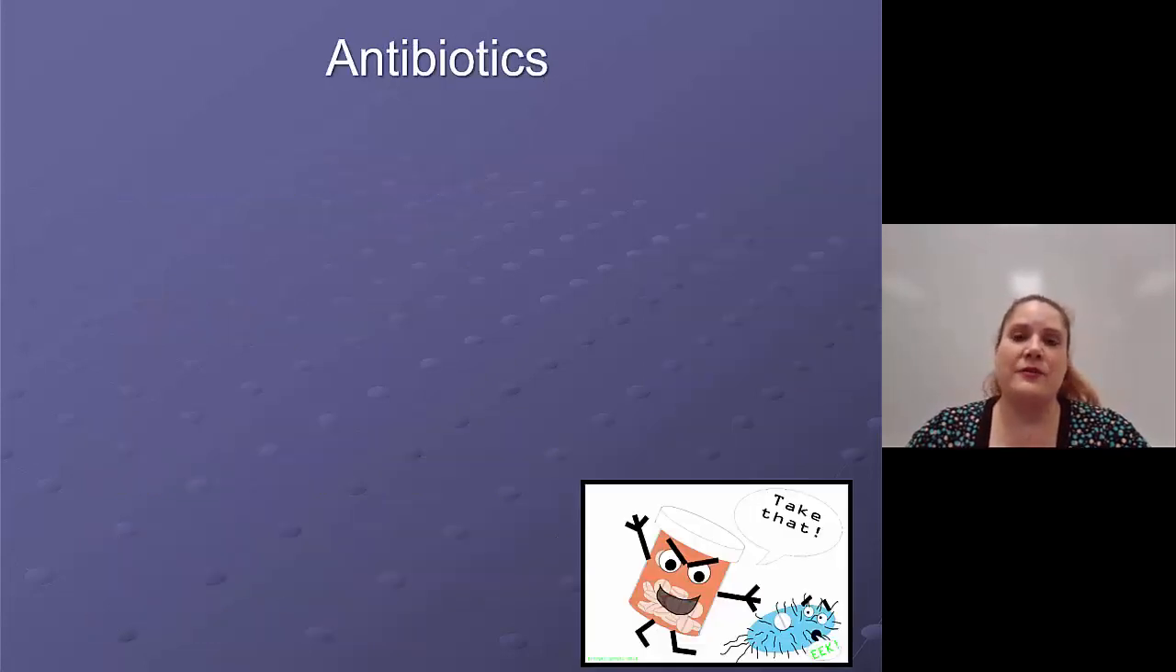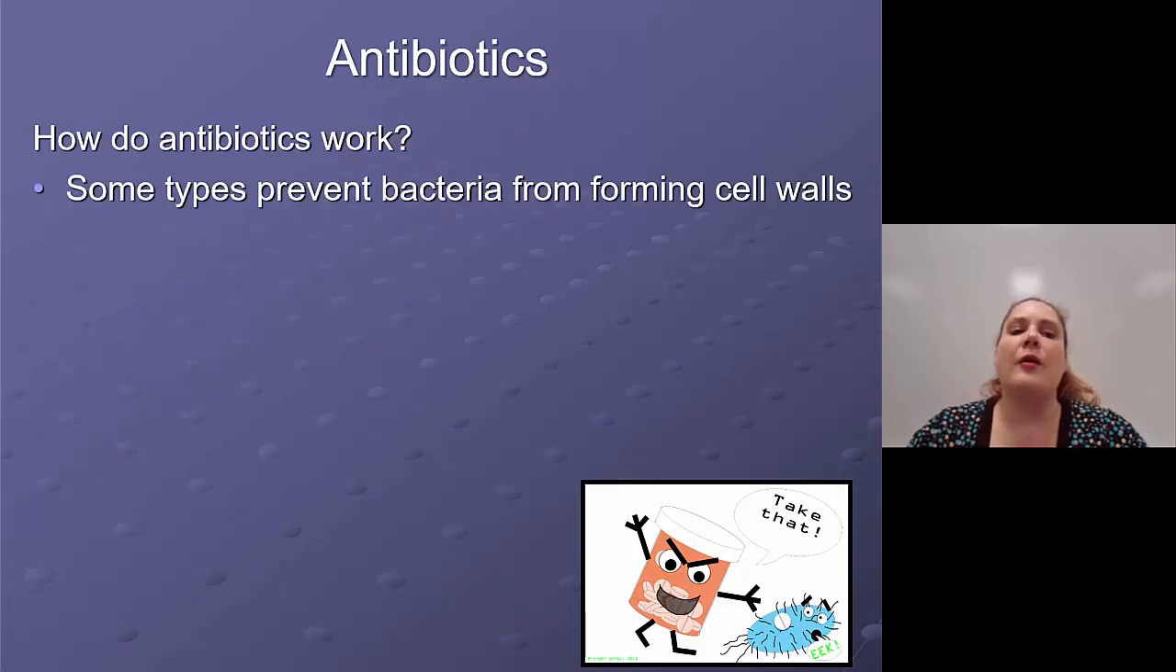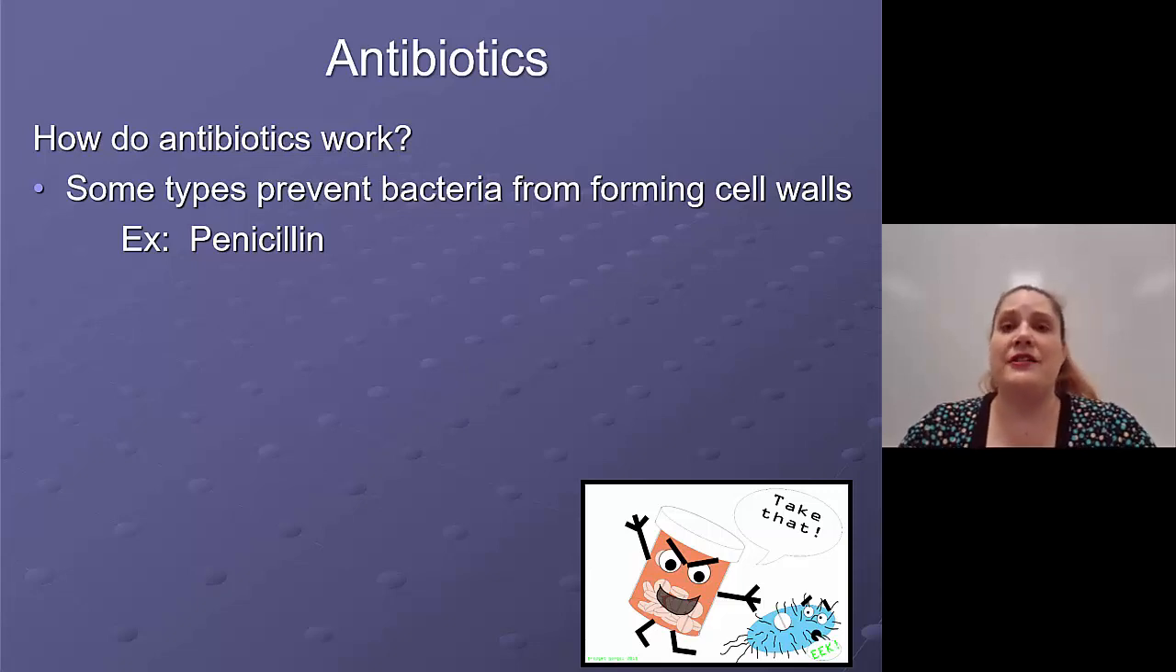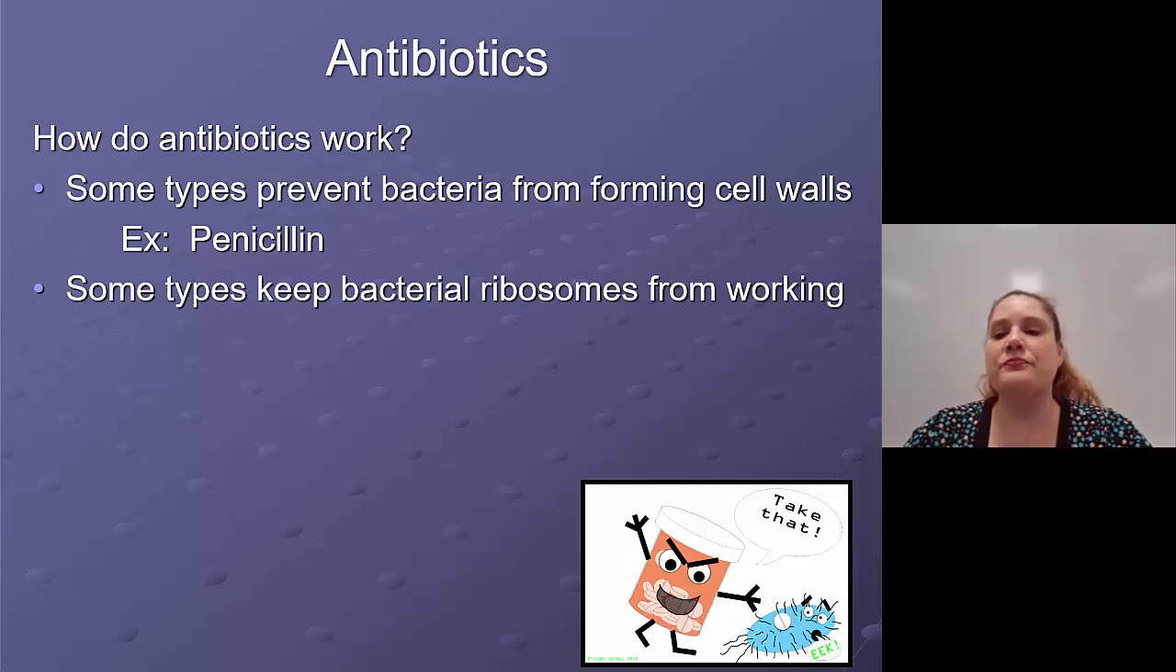All right, so antibiotics. We know that antibiotics work on bacteria. They do not work on viruses, okay? There are different ways that antibiotics work. Some types of antibiotics prevent bacteria from forming their cell walls. So if you've ever been on penicillin or amoxicillin or anything like that, they're going to keep bacteria from forming cell walls. And of course, if they don't have cell walls, they don't have a boundary around them, they're not really going to be able to replicate. And so your antibiotic is going to work. It's going to stop that reproduction.